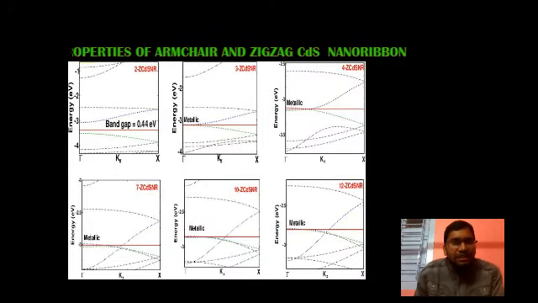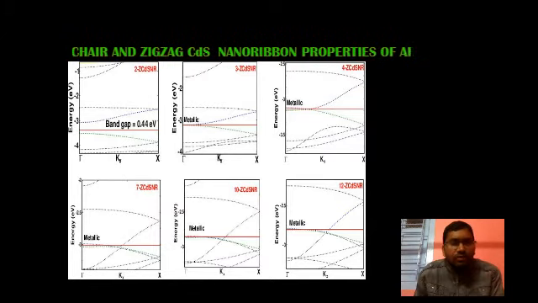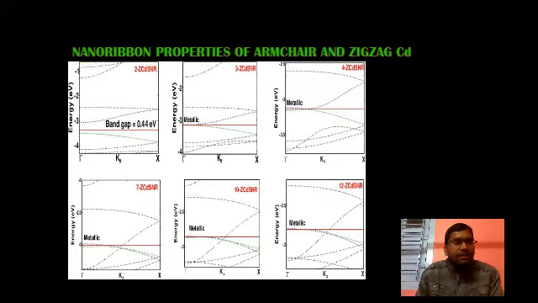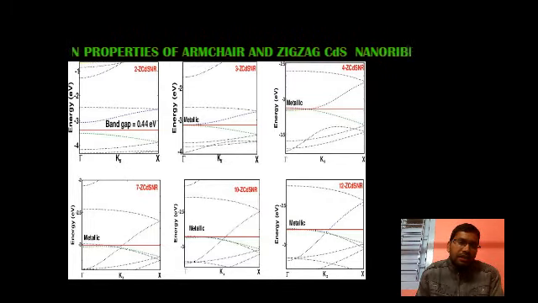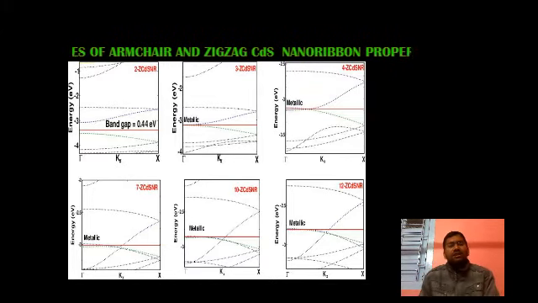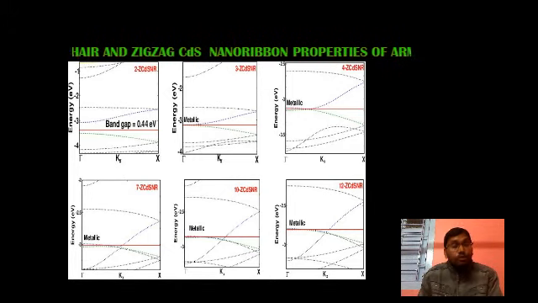This is the picture of various zigzag type cadmium sulfide nanoribbons. Here you can see that as we increase the width of the nanoribbon, the nanoribbons become metallic. That means for lower width it is a semiconductor, and for higher width it becomes metallic. That means we can obtain a semiconductor to metallic transition by increasing the width of the zigzag type nanoribbons.